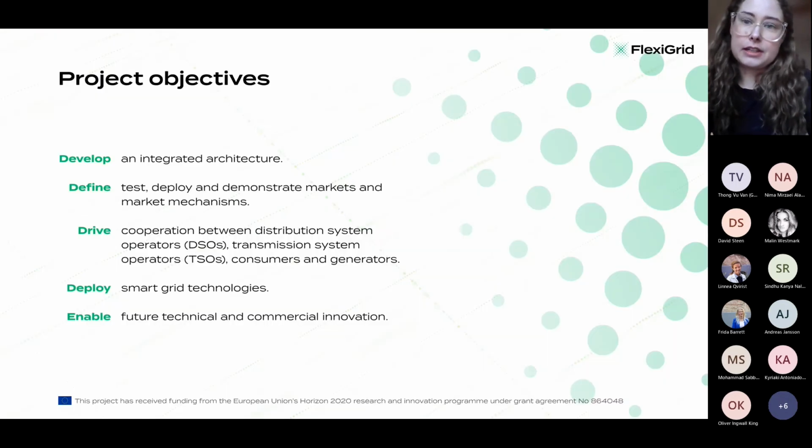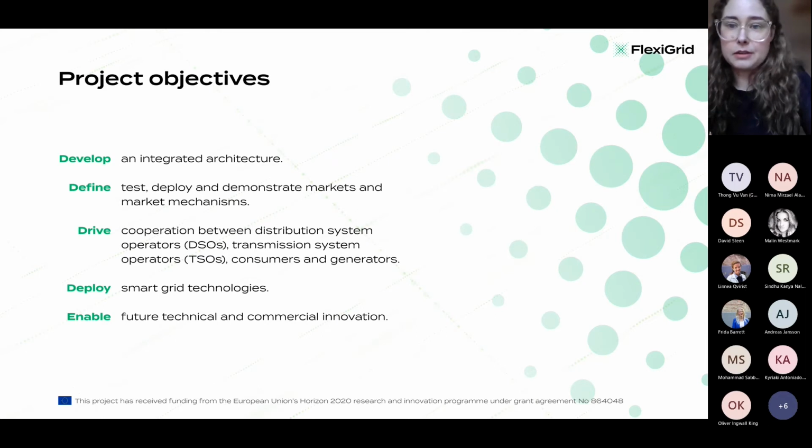So the project objectives are to develop an architecture for flexibility measures and electricity grid services provided by storage of electricity, vehicle charging, power to heat demand response, and variable regeneration to enable additional decarbonation; to define, test, deploy, and demonstrate markets and market mechanisms that incentivize flexibility in order to mitigate short-term and long-term congestions and also other problems in the distribution network, such as voltage issues, etc.